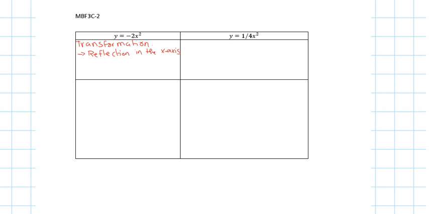And then what else does it have? The 2. What does it do to your graph? Vertical stretch. I stated my transformation. Okay? Because of the negative, I have a reflection in the x-axis, and the 2 is causing a vertical stretch.